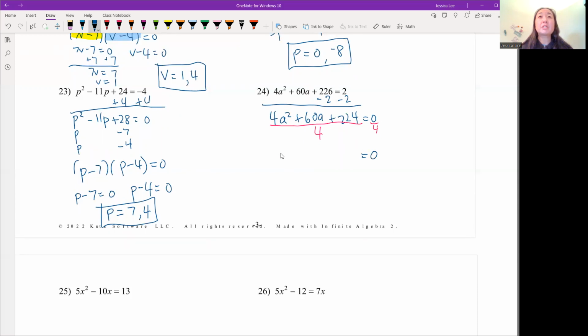So a squared divided by 4 is just going to leave us a squared. 60 divided by 4, so plus, that's going to be 15a, plus 224 divided by 4, that's going to be 56. There we go. All right, and then from here, see how it's smaller? Much better. So a times a, and that's going to be 8 and 7. 8 times 7 is 56. 8 plus 7 is 15.